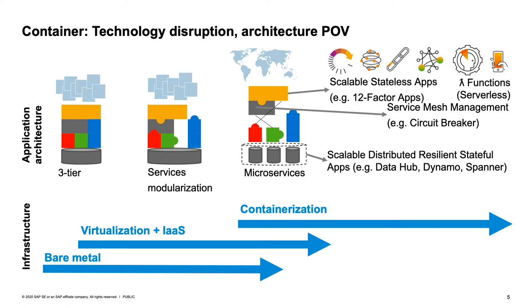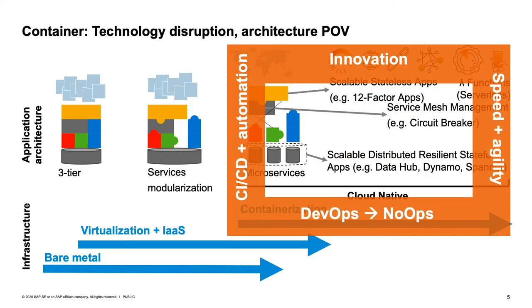Containerization is not an entirely new concept. It started with BSD in the late 70s, but only Docker made that enterprise ready in roughly 2013. So this is what we call cloud native. And some of the properties that we attribute to this are here. And I want to focus on going from DevOps to NoOps.